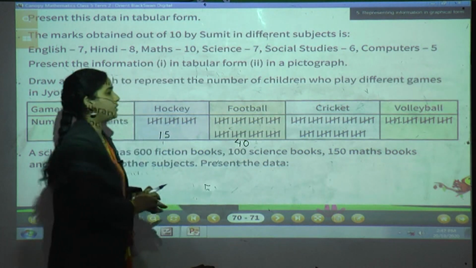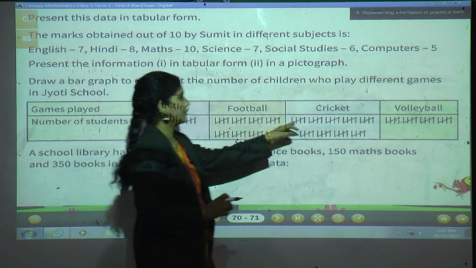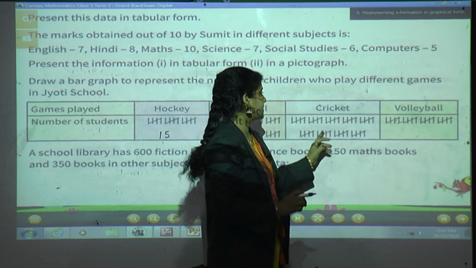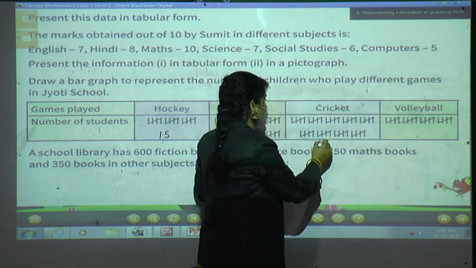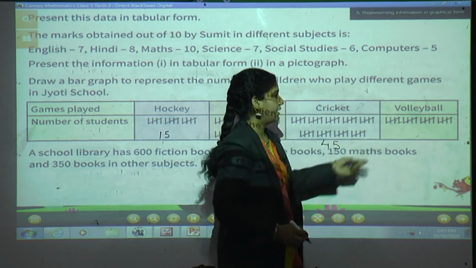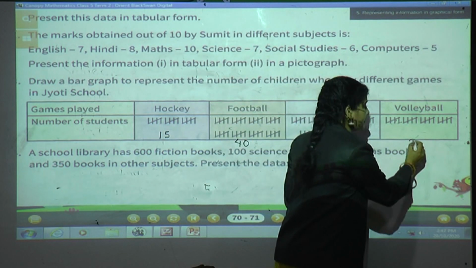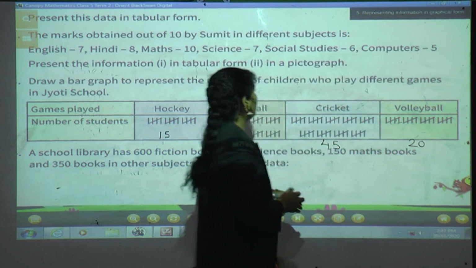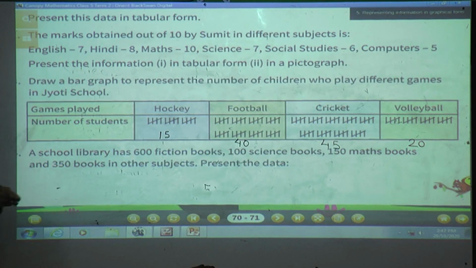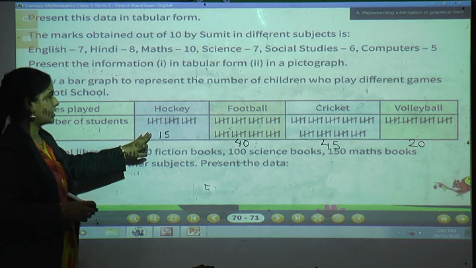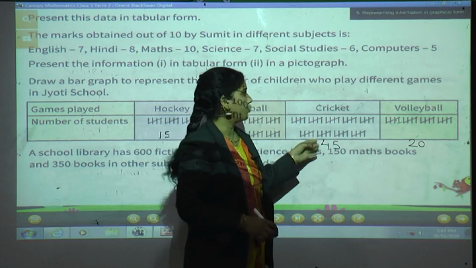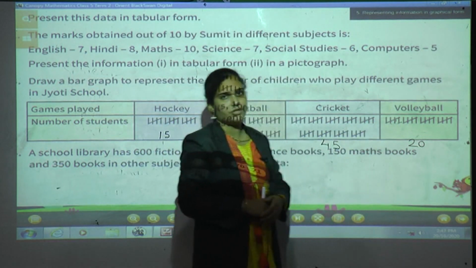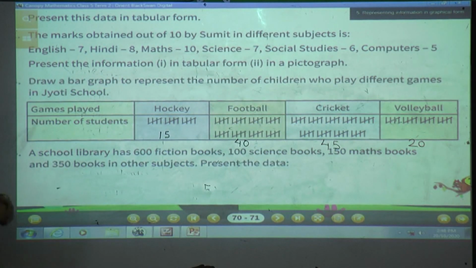Okay, now in cricket 2, 3, 4, 5, 6, 7, 8, 9. Just 9 multiplied by 5. How much? 45. Okay. And here volleyball, yes students, 20. Okay. So students, in the bar graph, in hockey 15 children, football 40 children, in cricket 45 children and volleyball 20 children played these games.